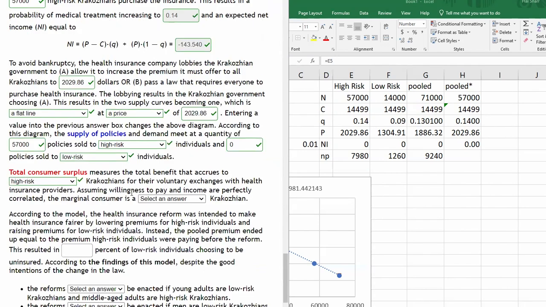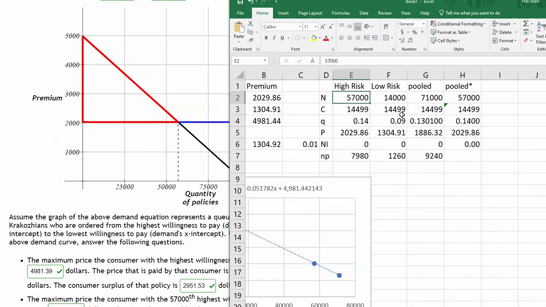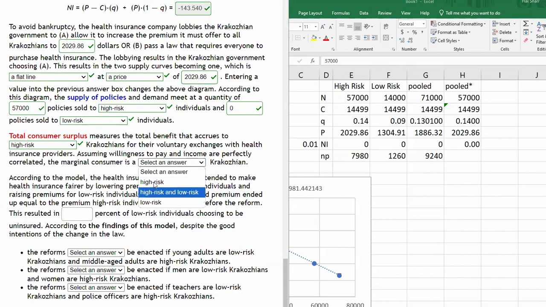If willingness to pay and income are perfectly correlated, the marginal consumer, remember, this line segment corresponds to the number of high-risk Caucasians there are. So the marginal consumer now is this last high-risk Caucasian.